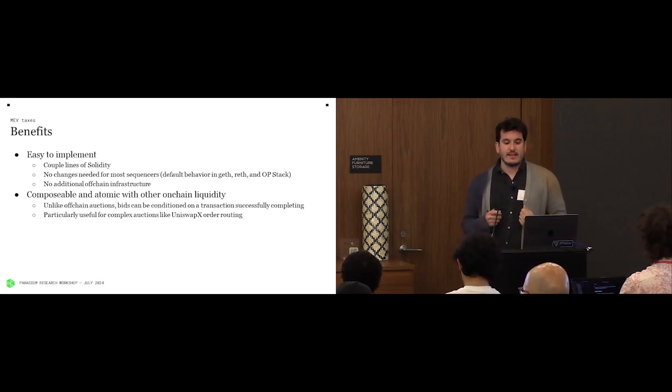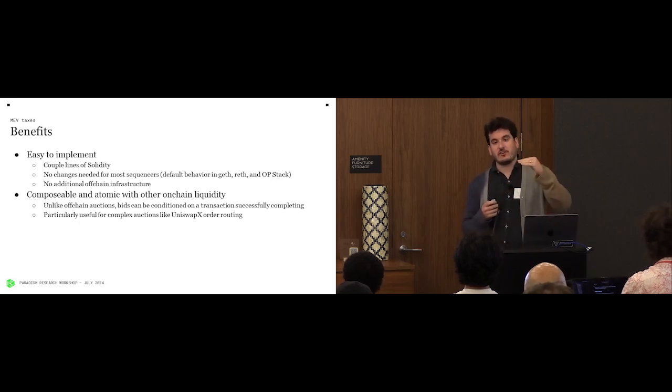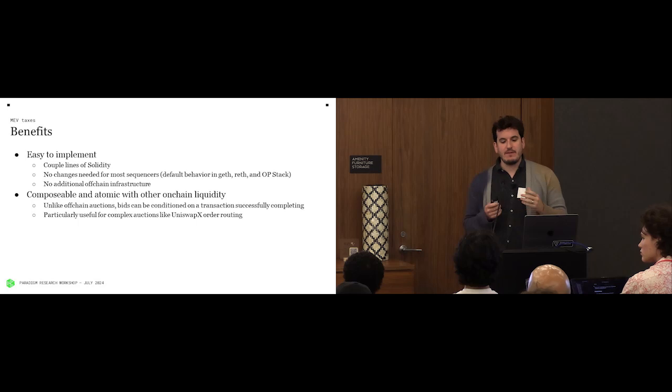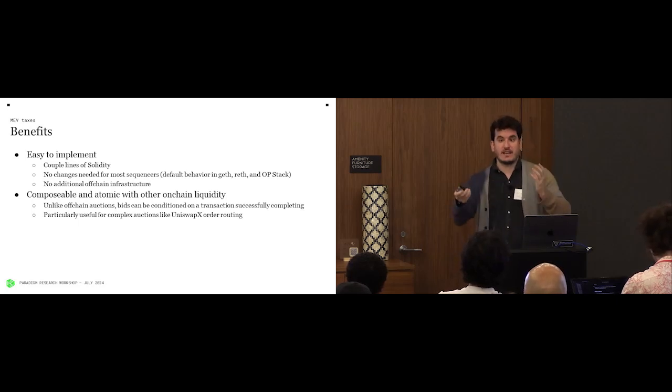The other benefit is that it keeps the application maximally composable and atomic with other on-chain actions and other on-chain liquidity. So in an off-chain auction, like the one that Uniswap X uses today, when somebody bids to fill an order, they can't necessarily say, I only want to place this bid if I can get a particular transaction included on chain, if I can fill it on some particular path on chain. And that means that even if you can see an opportunity to fill an order on chain, you may actually not bid for it because you have some risk that you could win an auction, but then actually end up losing the separate auction on chain to get your transaction included.